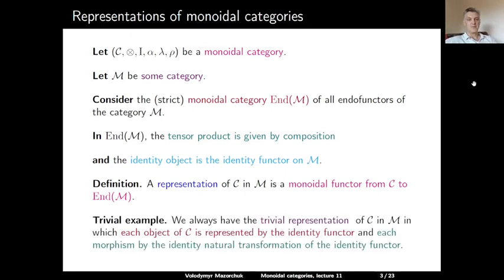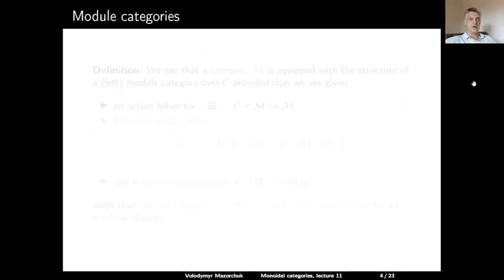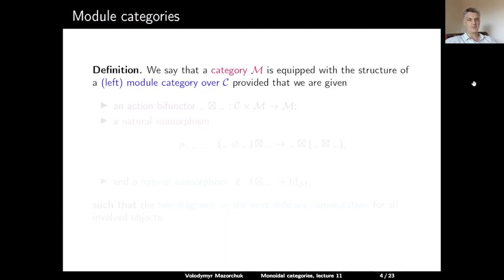For example, for any C and any M, we have the trivial representation in which each object of C is represented by the identity endofunctor of M, and each morphism in C is represented by the identity natural transformation of the identity functor. So now we have defined the notion of a representation of a monoidal category. Now let us define an analog of the notion of a module over a monoidal category.